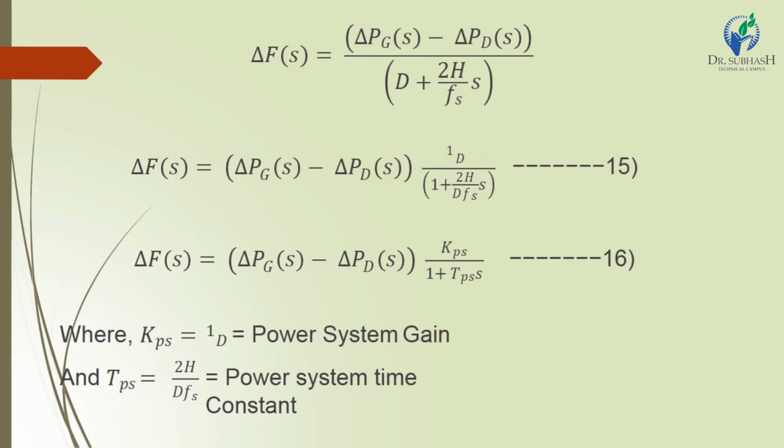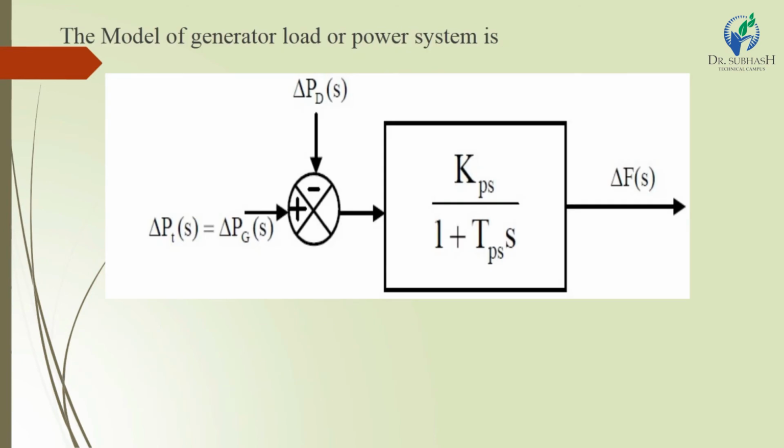The ΔF(s) = [ΔPg(s) − ΔPd(s)] × Kps/(1 + Tps s), where Kps is the power system gain and Tps is the power system time constant. The model of the generator load or power system is shown in this slide.